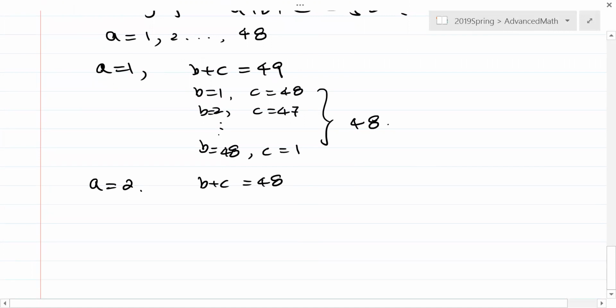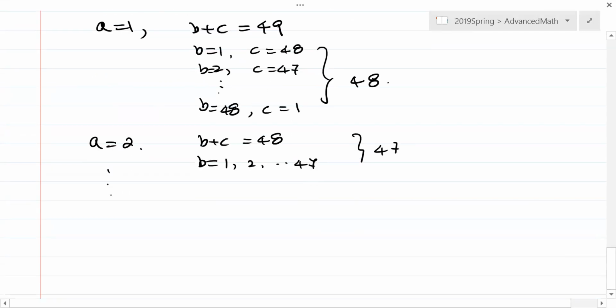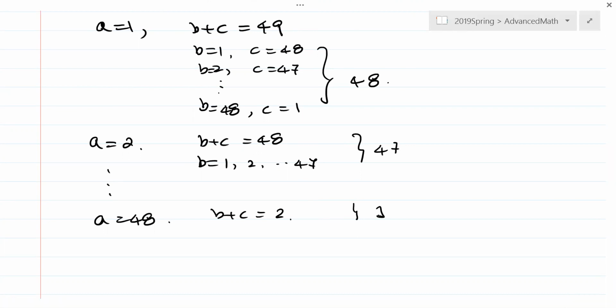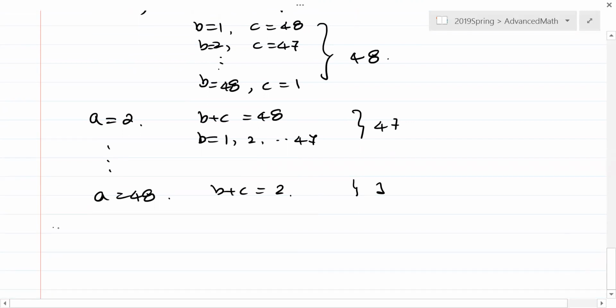Because B could be 1, 2, all the way to 47. Then the corresponding value you can get for C. So 47, and just keep it going, right? When A equals 48, then B plus C equals 2, then you only have 1 solution. When A equals 1, you have 48. When A equals 2, you get 47. So the total number of solutions is adding all those numbers together.